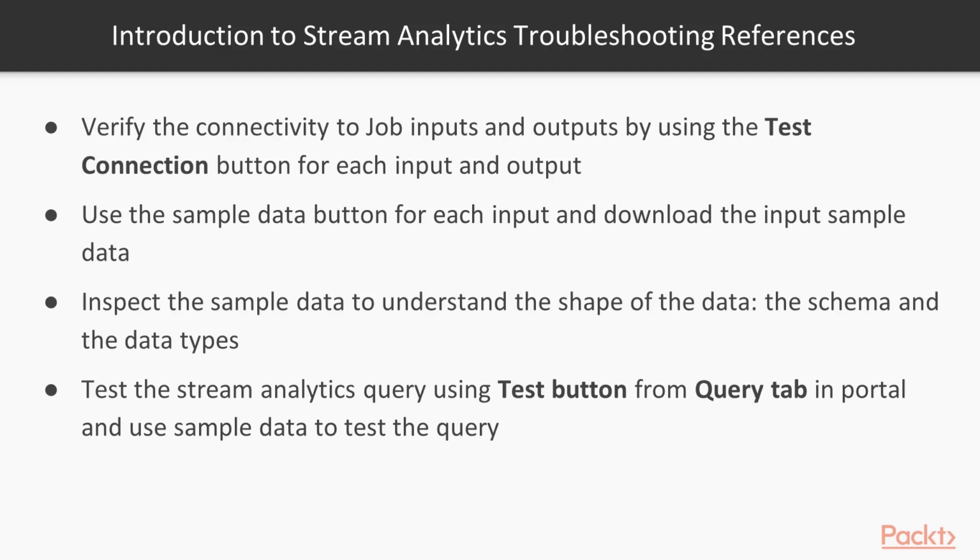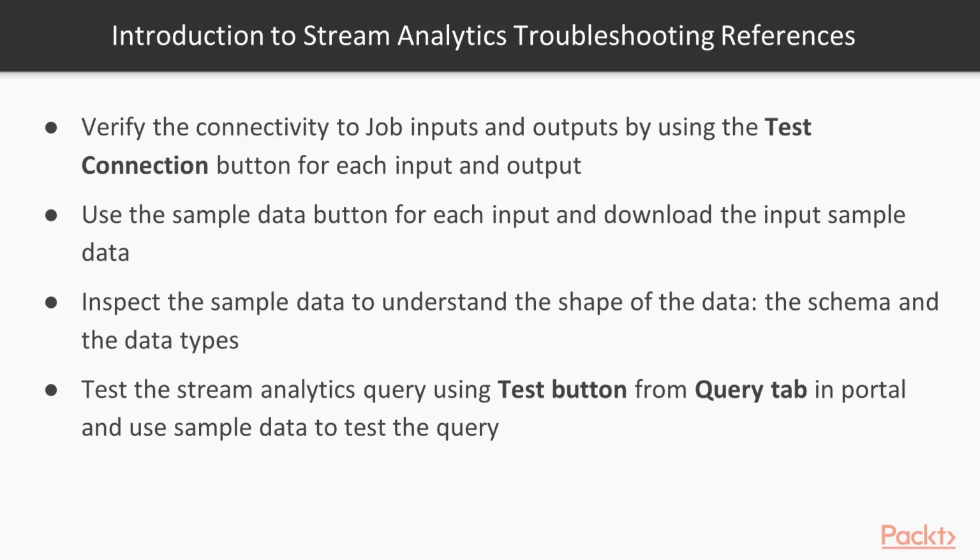First, we need to test the job connectivity, which is part of verifying the connectivity to the inputs and outputs in the job topology by using the test connection button for each input and output. We also need to examine the input data thoroughly to verify that the input data is flowing into the Event Hub, using the Service Bus Explorer to connect to Azure Event Hub or IoT Hub. We also need to check the sample data button for each input and download the input sample data. And as part of troubleshooting, we need to inspect the sample data to understand the shape of the data, the schema and the data type.